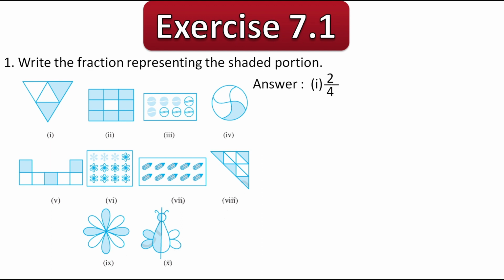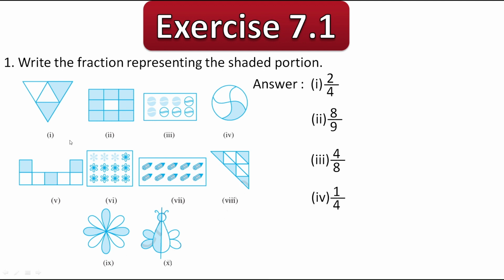Okay, now in the second one we have 1 2 3 4 5 6 7 8 parts shaded, and altogether we have 9 parts. So we have to write it as 8 upon 9. Okay, now here we have altogether 8 balls. From 8 balls, 4 balls are shaded. So we have to write a fraction as 4 upon 8. Now here we have 4 equal parts, and from 4 we have only 1 shaded part. So 1 upon 4 is the answer for this fourth one.